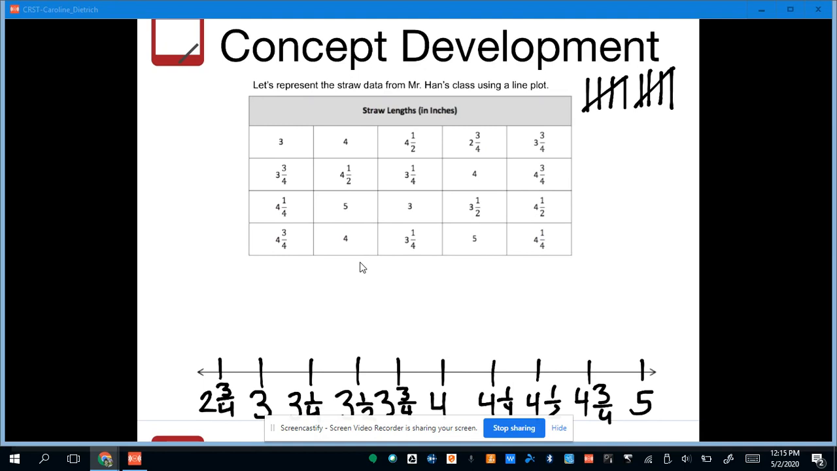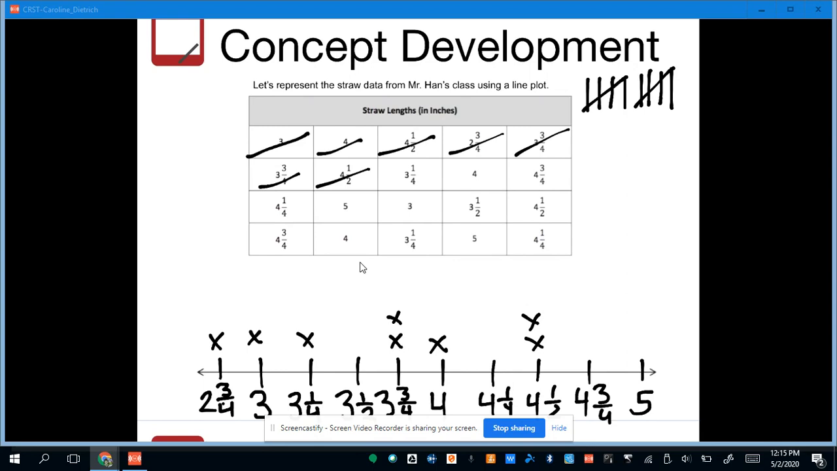So what I want to do is I'm just going to go each measurement at a time. So my first measurement is 3, so I'm going to cross it off here, and I'm going to put an X above 3. Then I have 4. Put an X at 4. 4 1/2. 2 and 3/4. 3 and 3/4. 3 and 3/4 again. 4 1/2 again.